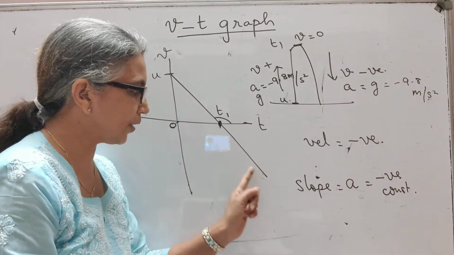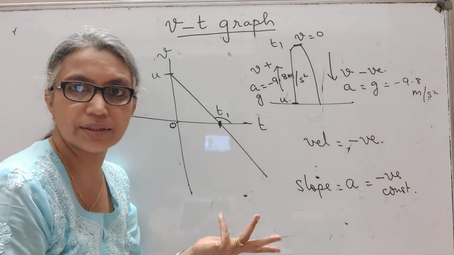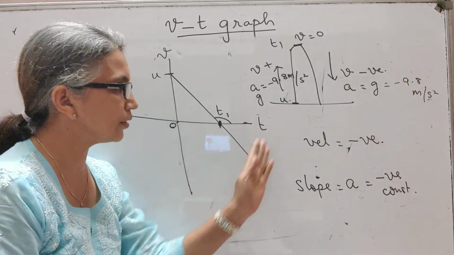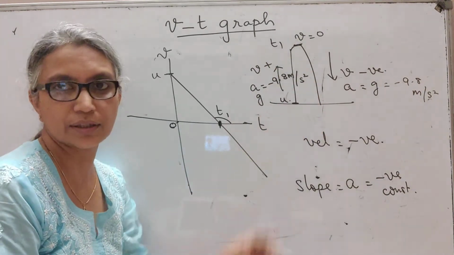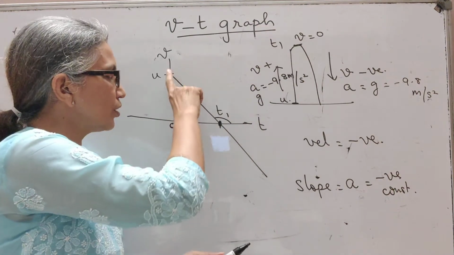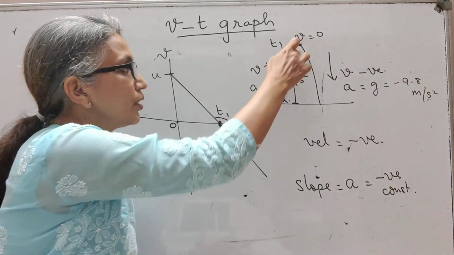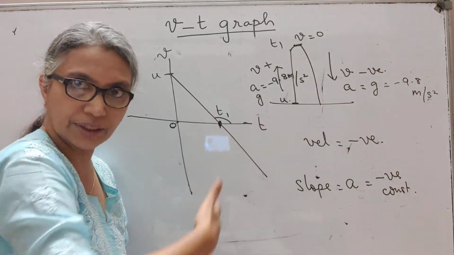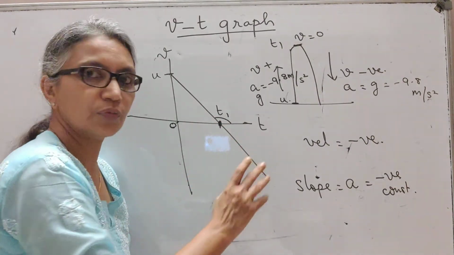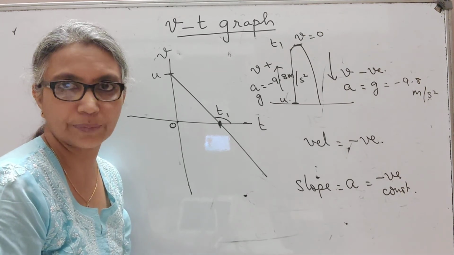So you see this part of the line, the velocity has become negative, and acceleration remains the same at minus 9.8 meter per second square. So this represents a body which is thrown up and then returns back. In this portion, we see velocity being upward is positive, but acceleration is negative and constant. At time t1, it reverses its direction, it's coming down, so its velocity goes into the negative axis, but its slope, which gives you the acceleration, remains at minus 9.8 meter per second square.